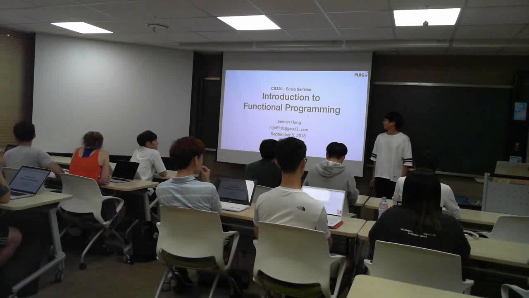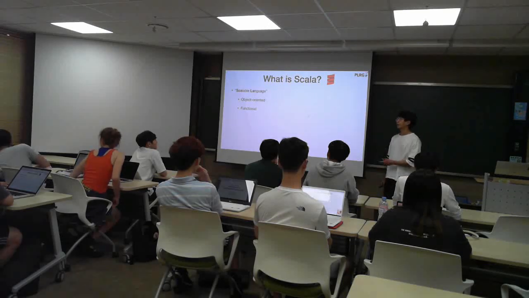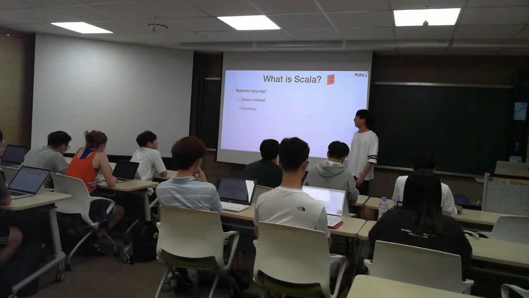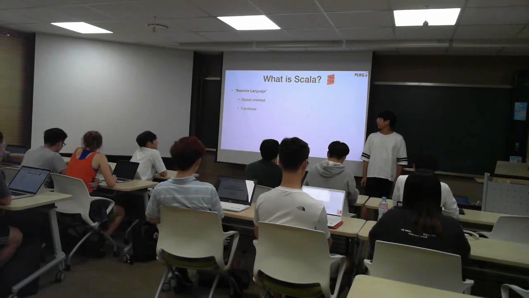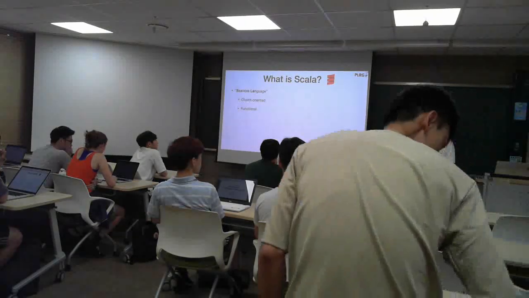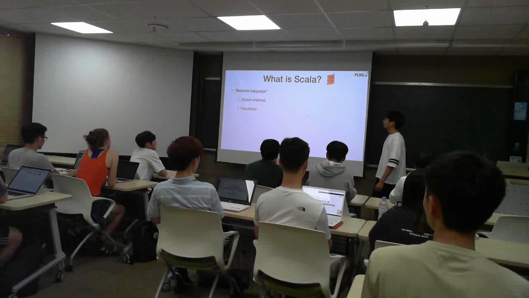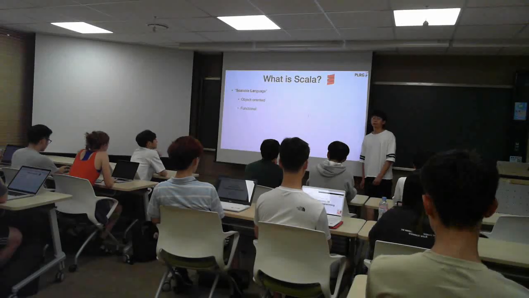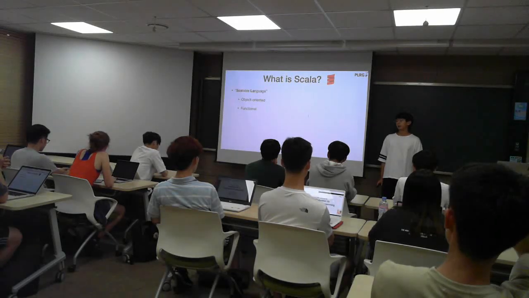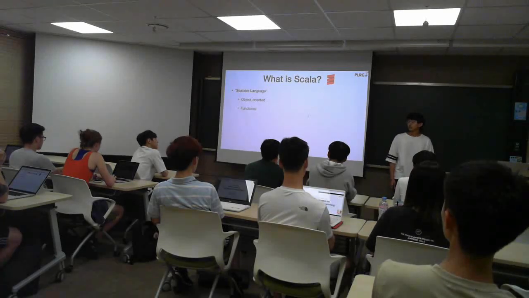Then let's begin. So what is Scala? Scala means to scale up. It is a mix of an object-oriented language, and it also has some functional language features. So both features make the language scalable. I expect that most of you already experienced some object-oriented features using Python or Java in the introductory CS course. But I think functional programming is not so familiar to most students. So during the seminar, I will talk about functional programming mainly.